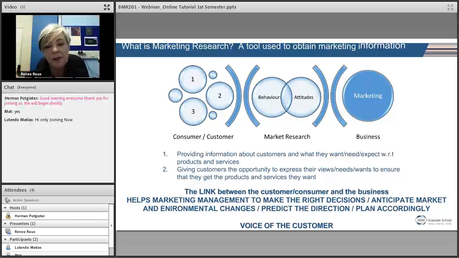Market research facilitates the whole relationship between a business and a customer in the sense that it will provide customers the opportunity to tell a business what it is that they want, what they need, what they like, what they don't like, what they expect. But also it will provide information to the business, to marketing, about their customers: what their customers want, need, expect, etc. So in essence, again, research is the link between the business and the customer.